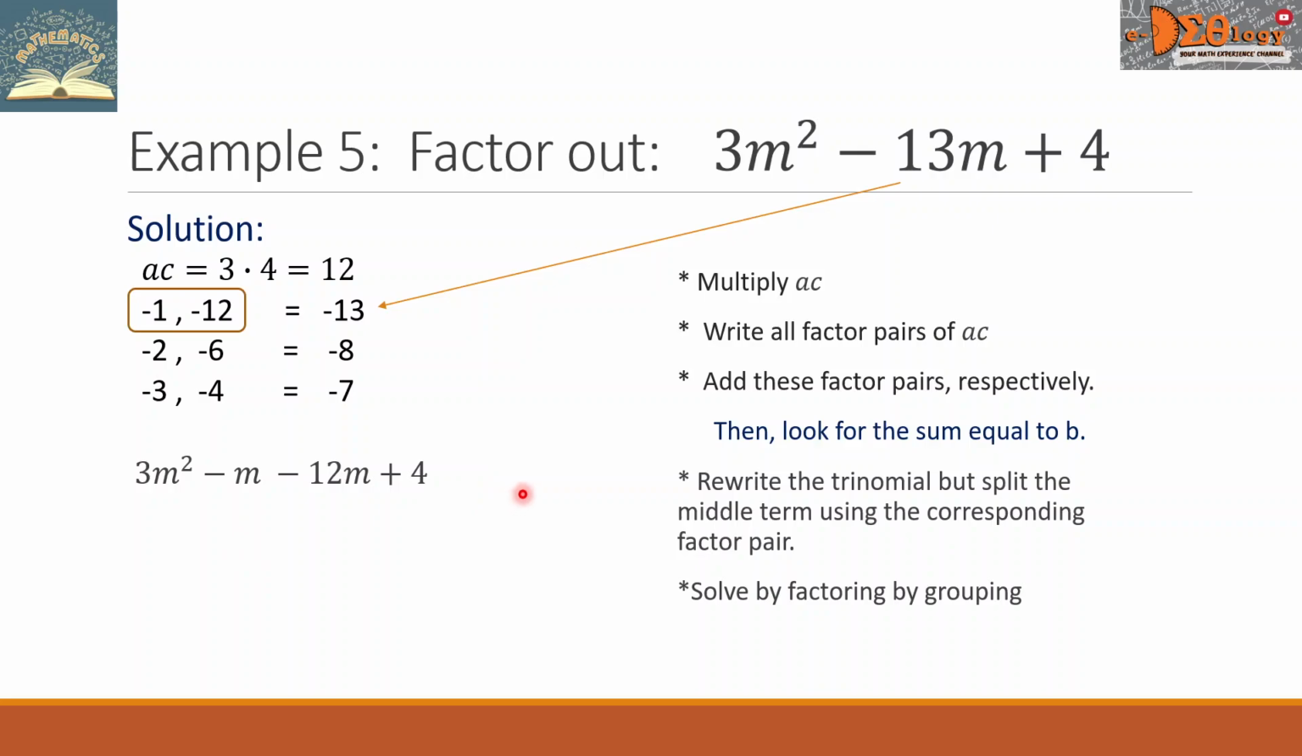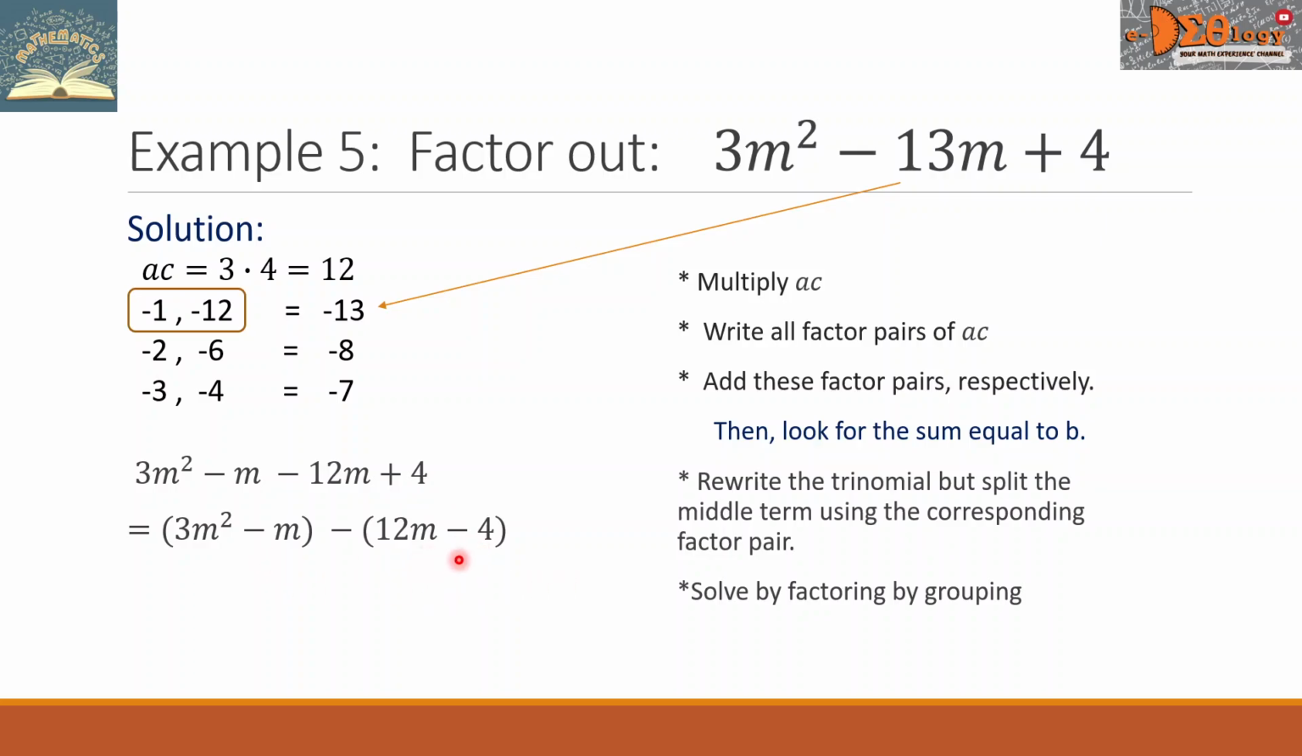Now, let us solve this by factoring. We're going to group the first two terms and another group for the last two. So the first two terms, we have this group. And for the second group, please be careful, we're going to do it like this. This negative 12m plus 4, when we put it inside the grouping symbol, the negative sign is outside. So the negative 12m becomes positive 12m. The positive 4 becomes negative 4.